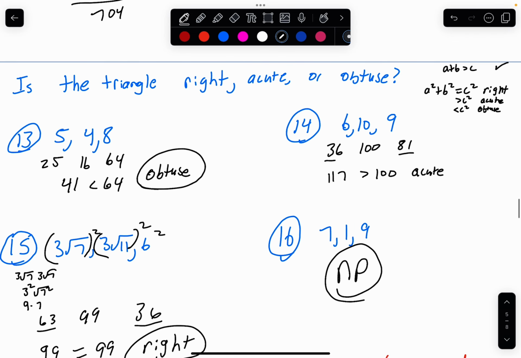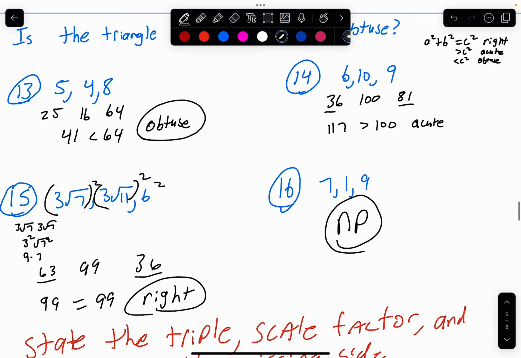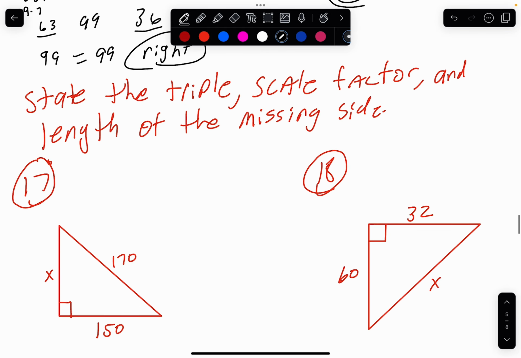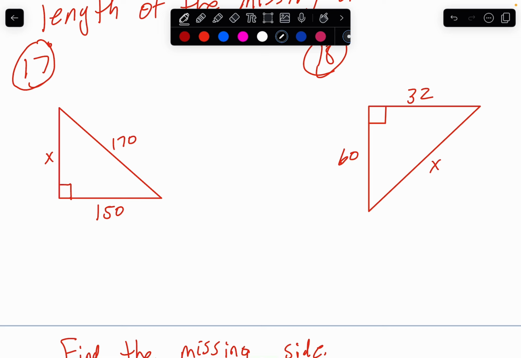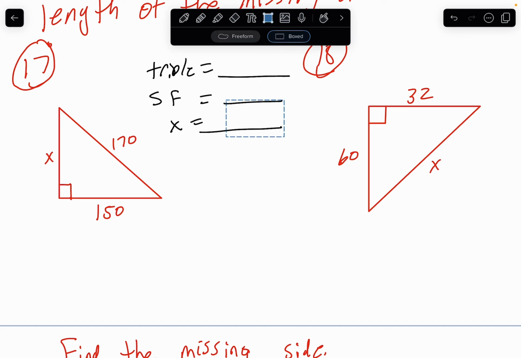So that's about 20 points on the quiz, if I remember correctly. Make sure we can do those processes. State the triple, the scale factor, and the length of the missing side. That's what we're going to do.